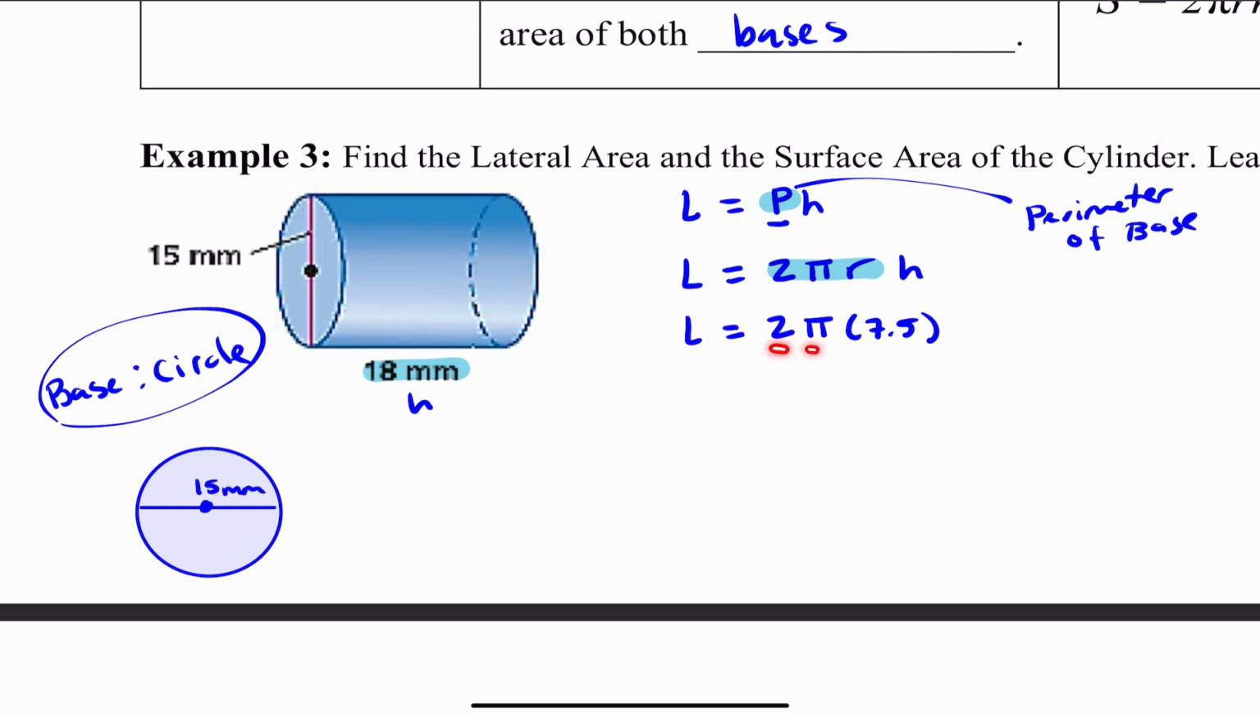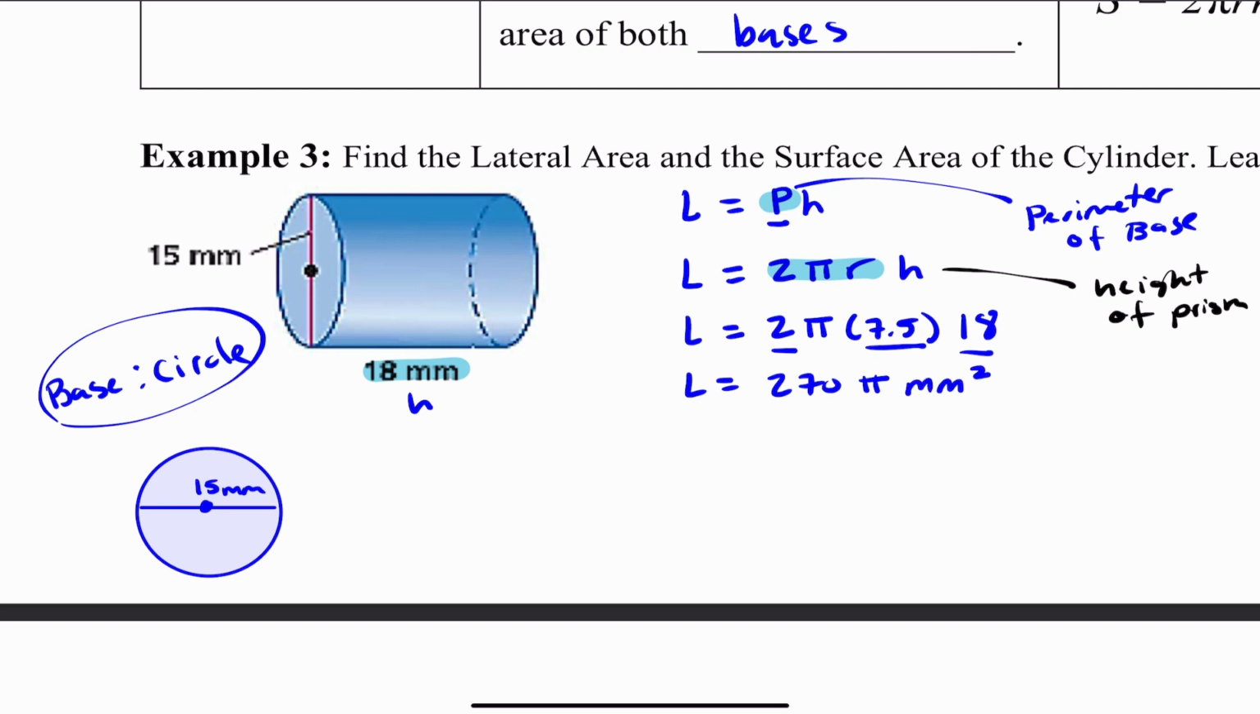Okay, so it's 2 times pi times 7.5. And you're going to multiply that by the height of the prism. So this is the height of the prism. So it's 18. So L equals, okay, we have 7.5 times 2, which is 15. I could have said pi d times h, but 2 pi r h is still the same thing. So 2 times 7.5 times 18, that's 270 pi square millimeters. Okay, we're dealing with lateral area. Make sure that you square the unit.